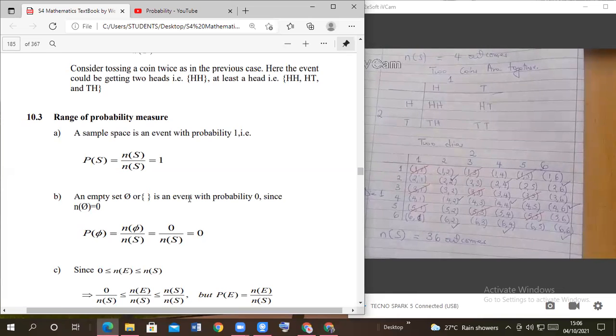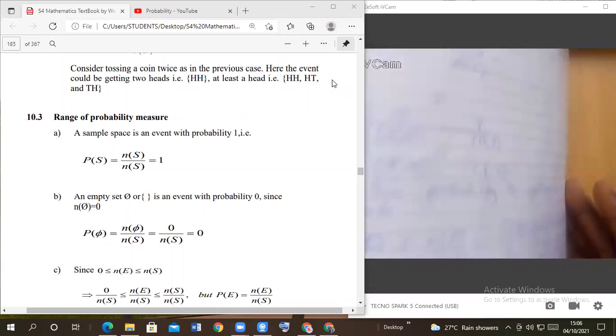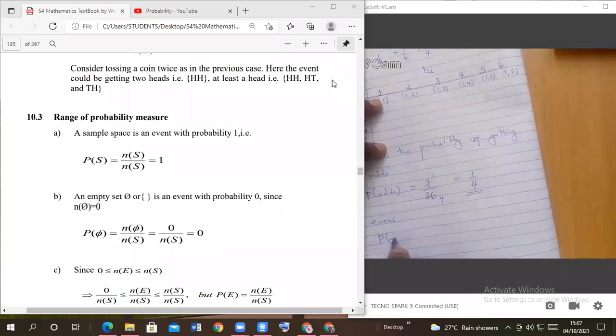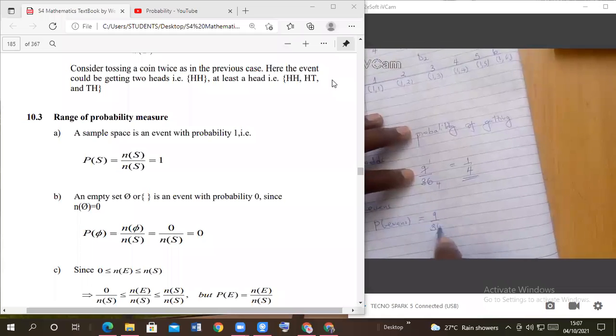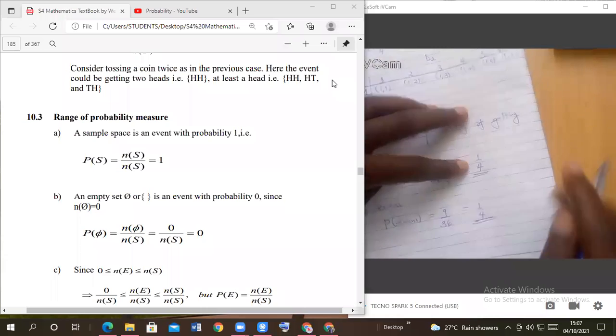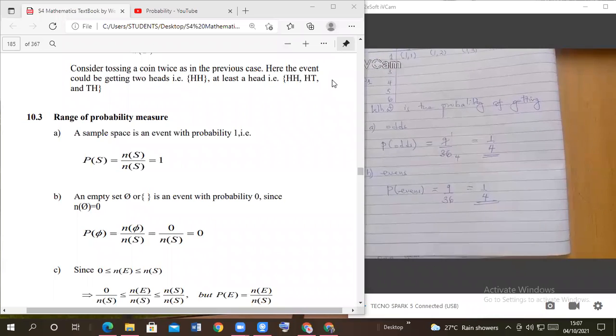How many are there? 9. There are 9. Good. So the probability of getting evens is going to be 9 out of 36, which is the same as 1 over 4, still a quarter.